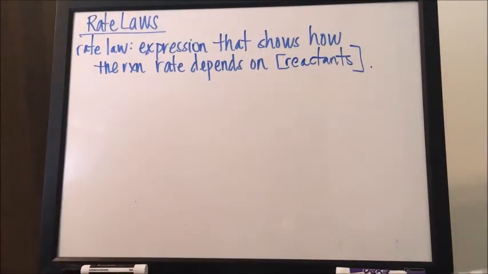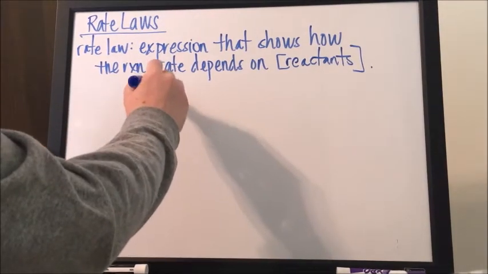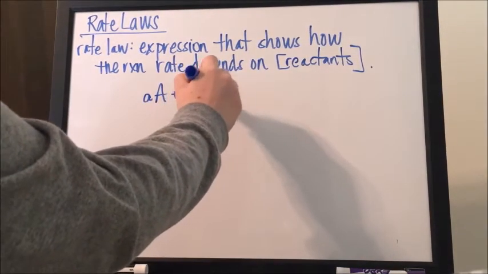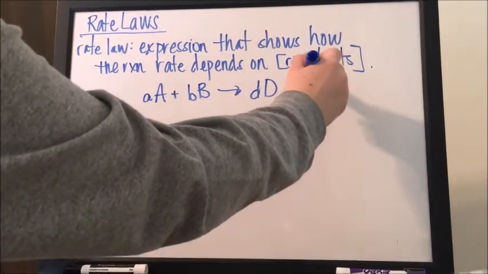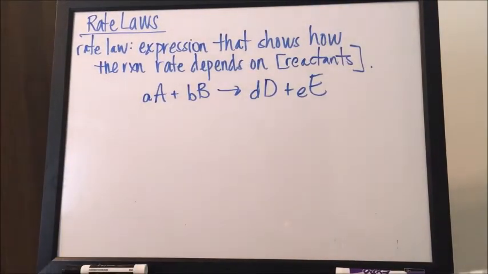So let's say we had a very general reaction that looks like this, where capital A, B, D, and E are the chemical species, so your reactants and your products, and lowercase a, b, d, and e are your coefficients, okay? So again, no chemicals involved here, just symbols to make this a little bit easier.